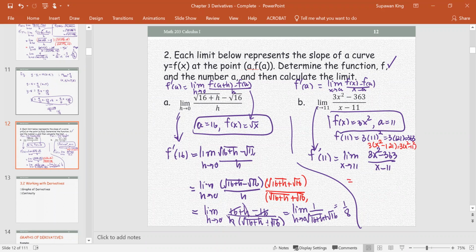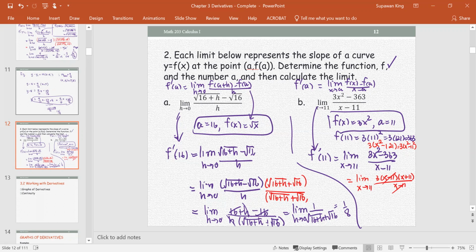So the numerator can be factored using the special product, which is the difference of two squares. So 3 times x minus 11 times x plus 11, divided by x minus 11. The x minus 11 and x minus 11 reduce.